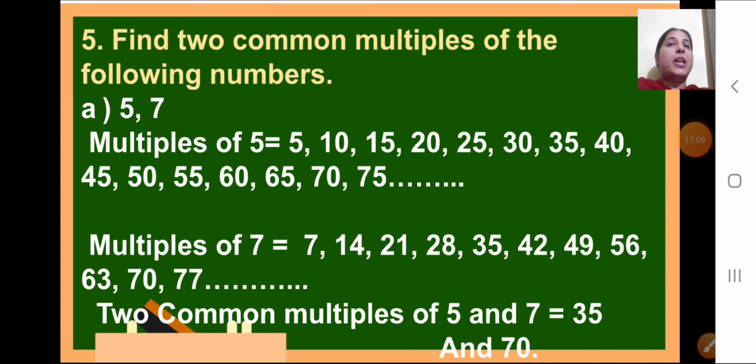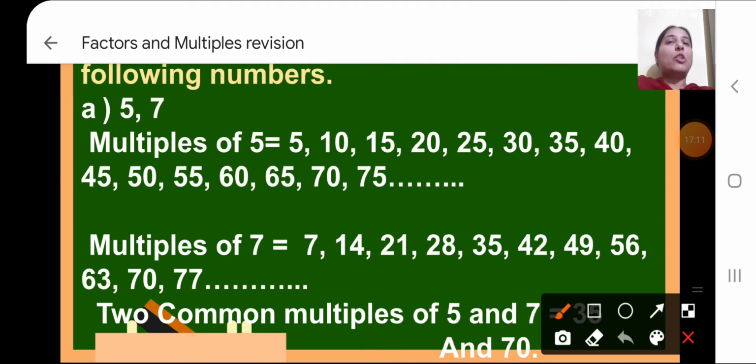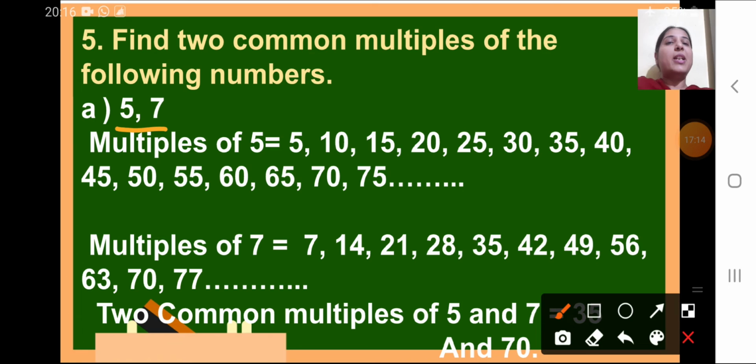Now we will see how to find the common multiples of any two or more given numbers. So here the question is where you have to find the common multiples of 5 and 7. First we will write the multiples of 5. You can see here 5, then 5 2s are 10, 5 3s are 15, fourth multiple, fifth multiple, sixth multiple of 5. It can be written in skip counting also. Then we have written here the multiples of 7: 7 2s, 7 3 times, 7 4 times, 7 5 times.